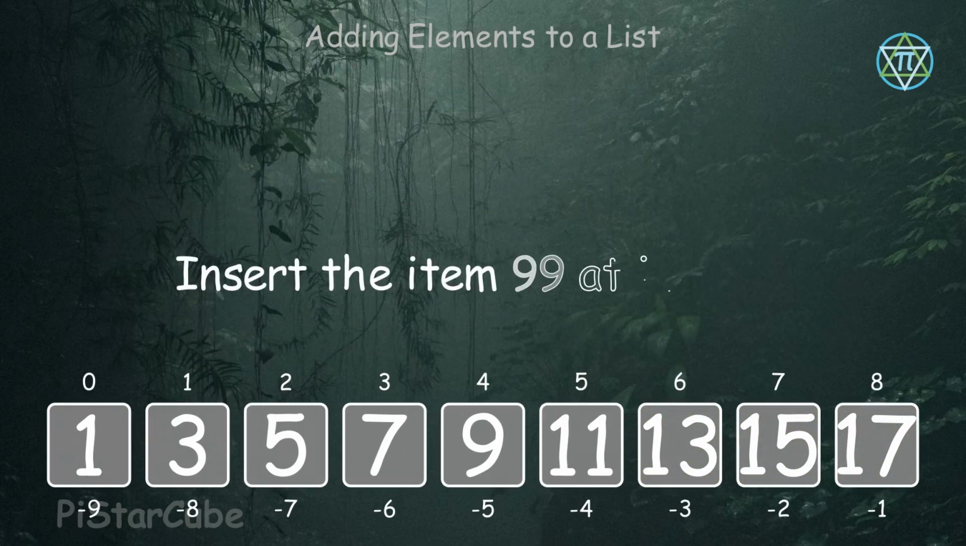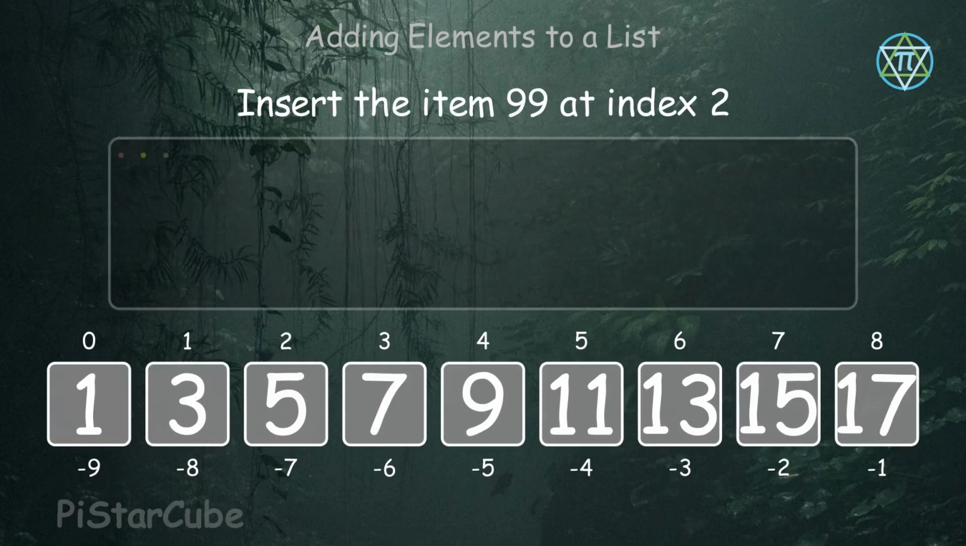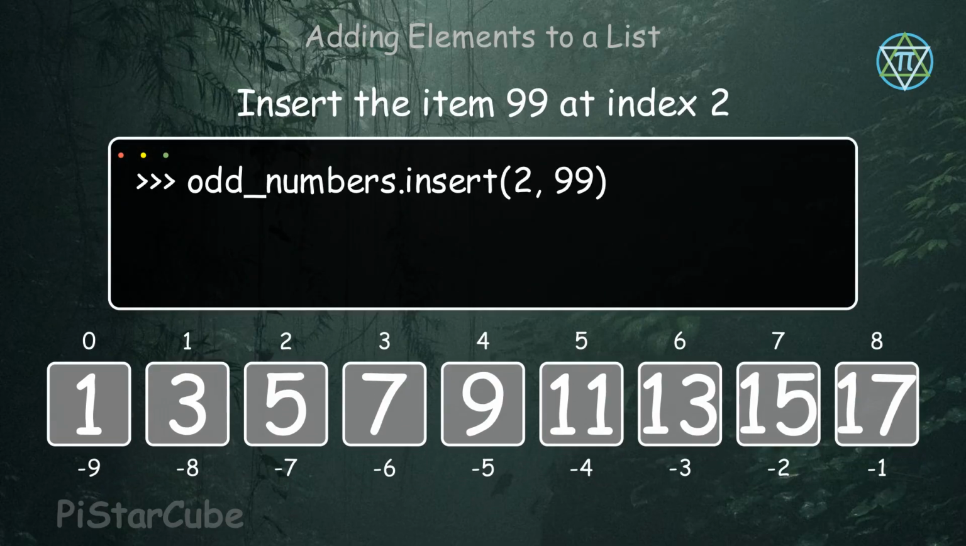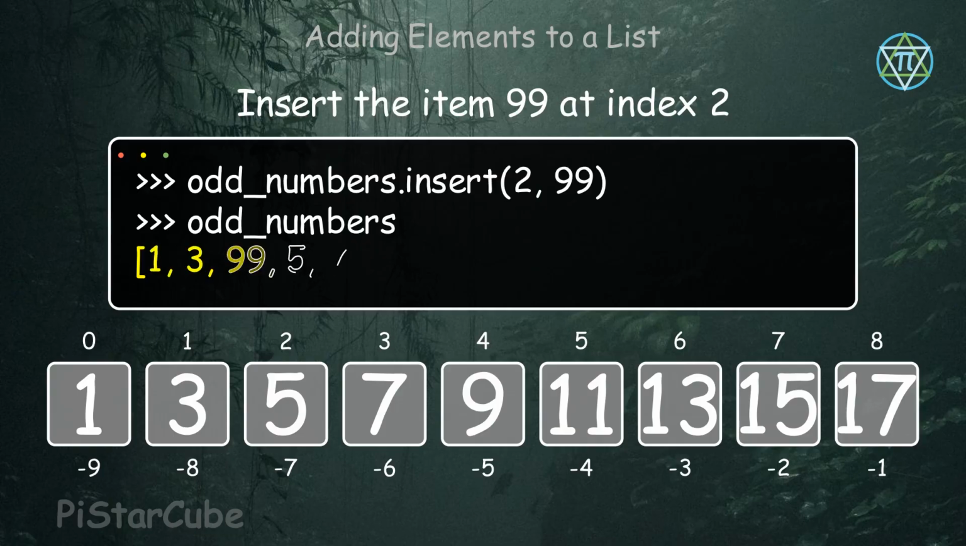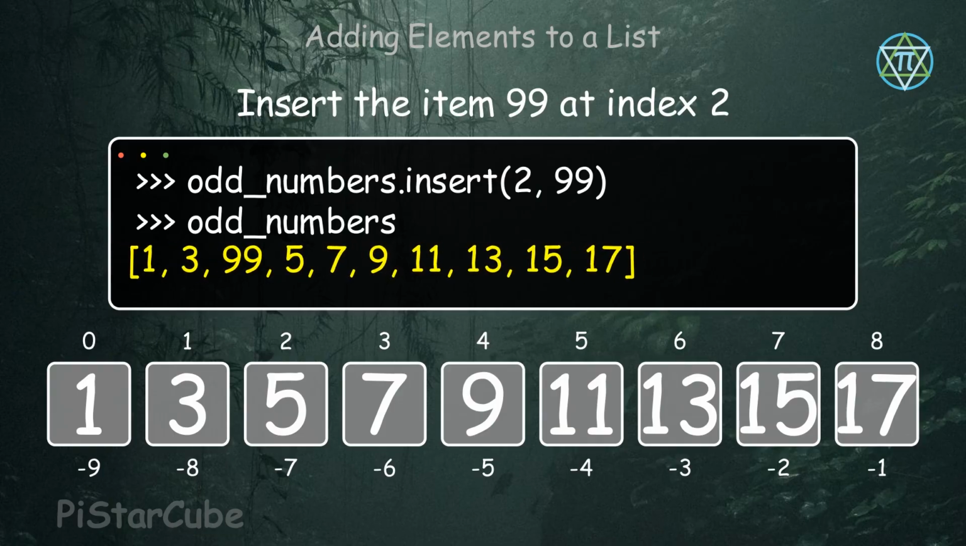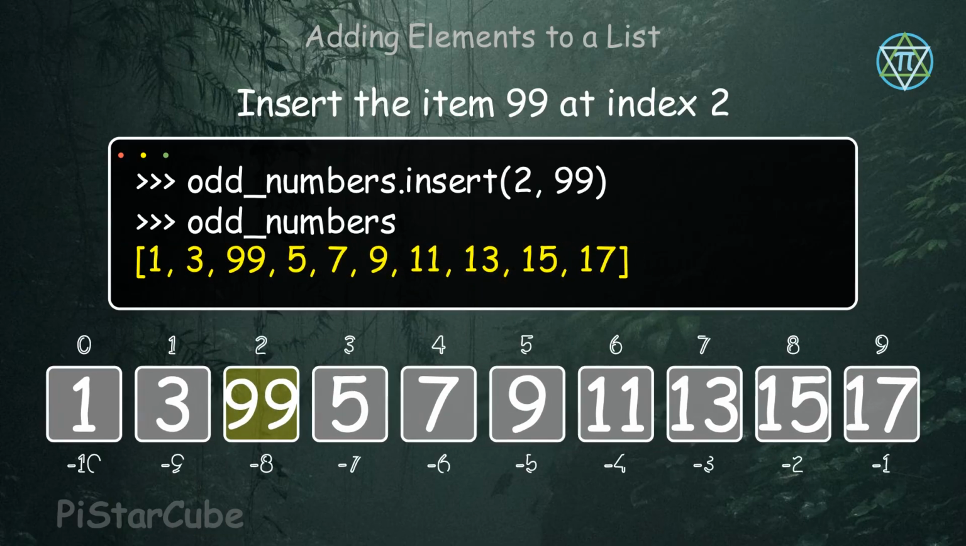Next, let's insert an element at a specific position in the list. To insert 99 at index 2, we use the insert method. odd_numbers.insert. This places 99 between 3 and 5, and the list is adjusted accordingly.